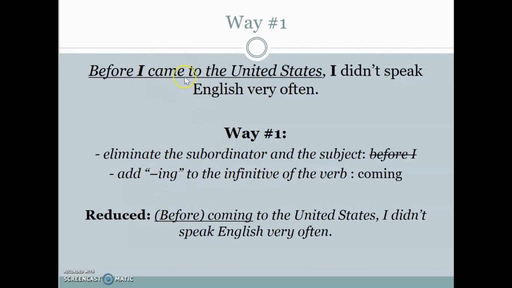Our verb is came, which is past tense of the verb come. Therefore, you add ing to the verb come. And you have coming to the United States. Now, you can leave the subordinator before with the reduced clause. Before coming to the United States, I did not speak English very often.